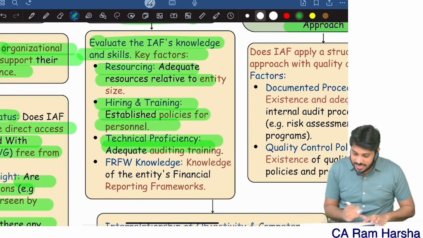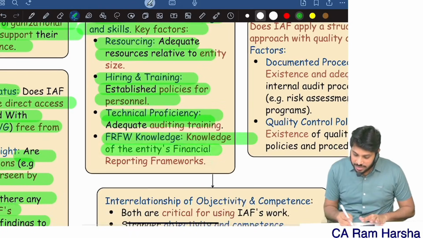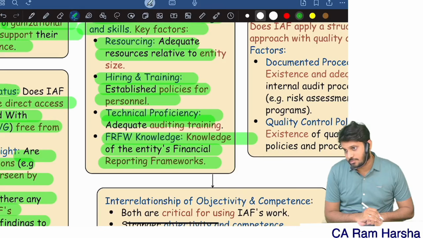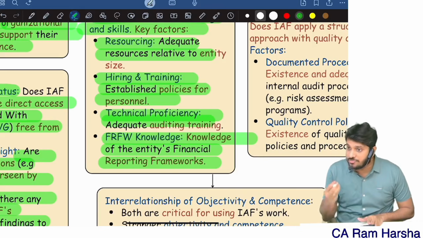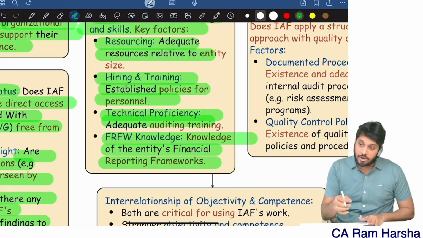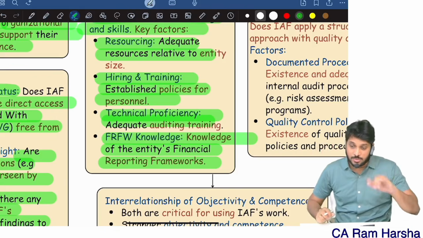What are their technical skills? What is their knowledge of financial reporting frameworks? I mean, what is the knowledge of internal auditors on financial reporting frameworks? This will decide their skill.